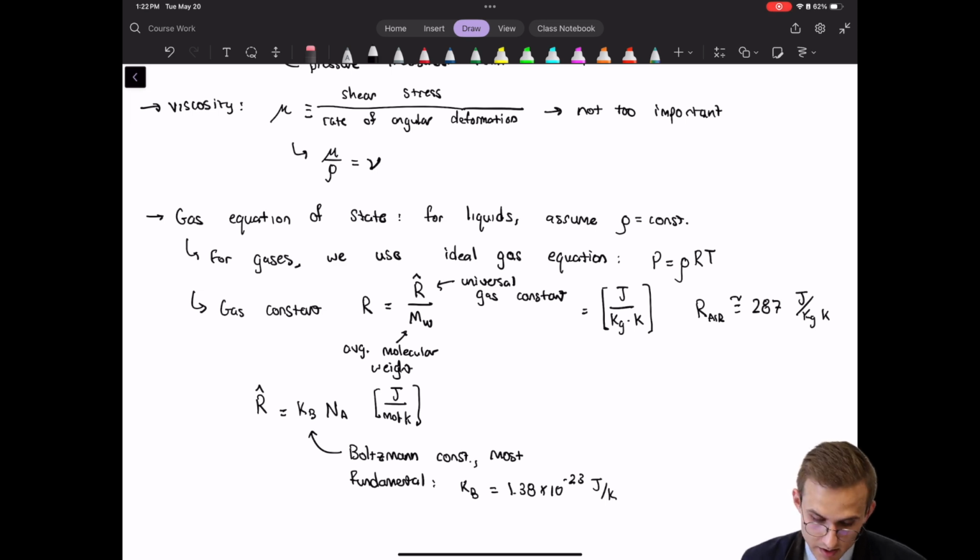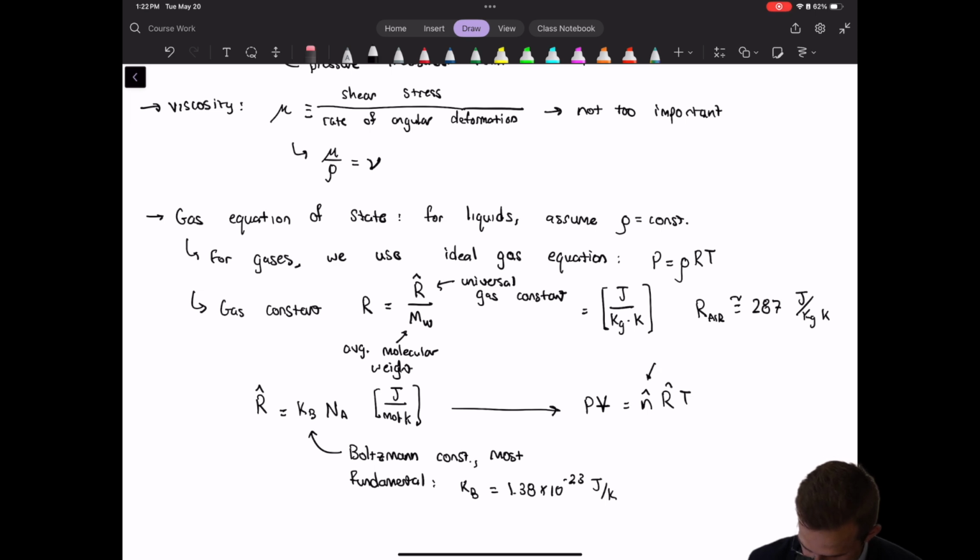So let's rewrite the ideal gas law. If we use the universal gas constant, then we could write PV, and you'll notice that I wrote the V in a strange way there, equals N hat R hat T. I'm writing N hat to denote the number of moles of the gas, and this V with a hash mark in it is just volume.